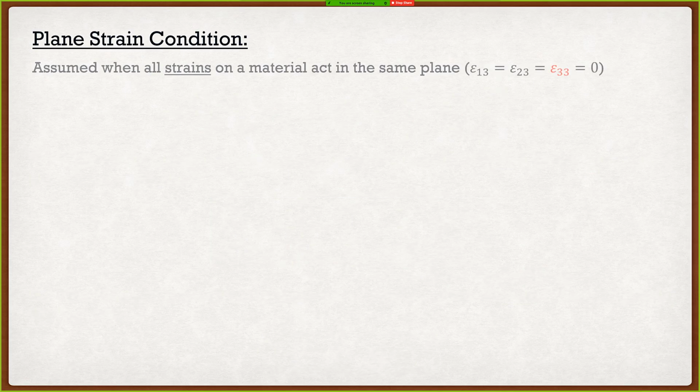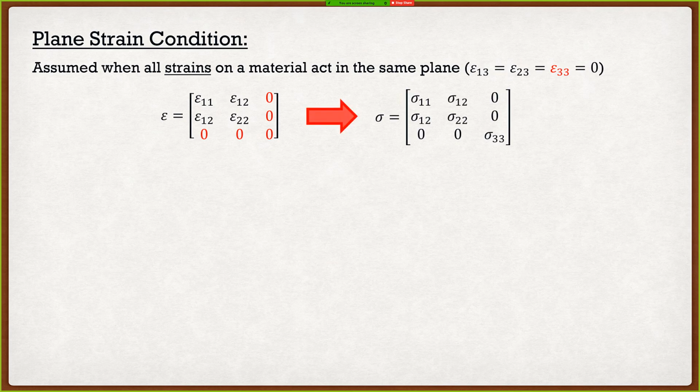Now, we have a second condition called plane strain. Now, in this case, this is assumed when all the strains on a material act in the same plane. So before, all the stresses acted on the same plane, well, now we're talking about all the strains acting on the same plane. Therefore, epsilon 1,3 is equal to epsilon 2,3, which is equal to epsilon 3,3, and that's all going to be equal to 0. Therefore, we have our strain tensor, a bunch of zeros, and we can calculate our stress tensor.